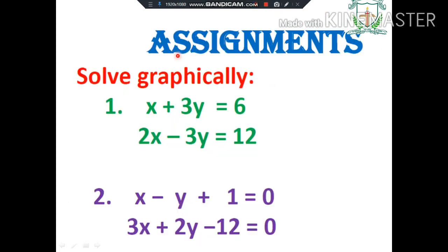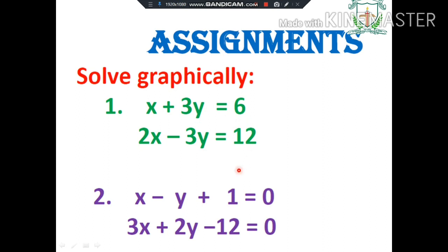Dear children, note down the assignments. Solve graphically. First problem, x plus 3y is equal to 6 and the second equation 2x minus 3y is equal to 12. So solve both these equations, write them in the form of y is equal to mx plus c, give the values for x and y, and prepare a table for this. Similarly, prepare one more table for this. Dear children, plot these two equations on the same graph and get the value by the graphical method, and also you can verify it using the elimination method also.